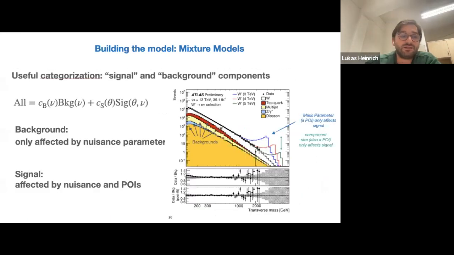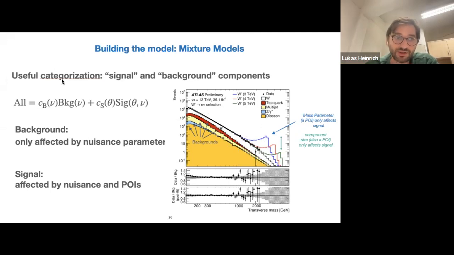Okay, so once you have this mixture model, one useful categorization is signal and background components. You have here in this plot, for example, 5 different mixture components, but most of them are background. These are things that you're maybe not really looking for, but you need these components in order to describe the data. And on the right-hand side, you see 3 versions of the final component, which is the signal in these outlined histograms.